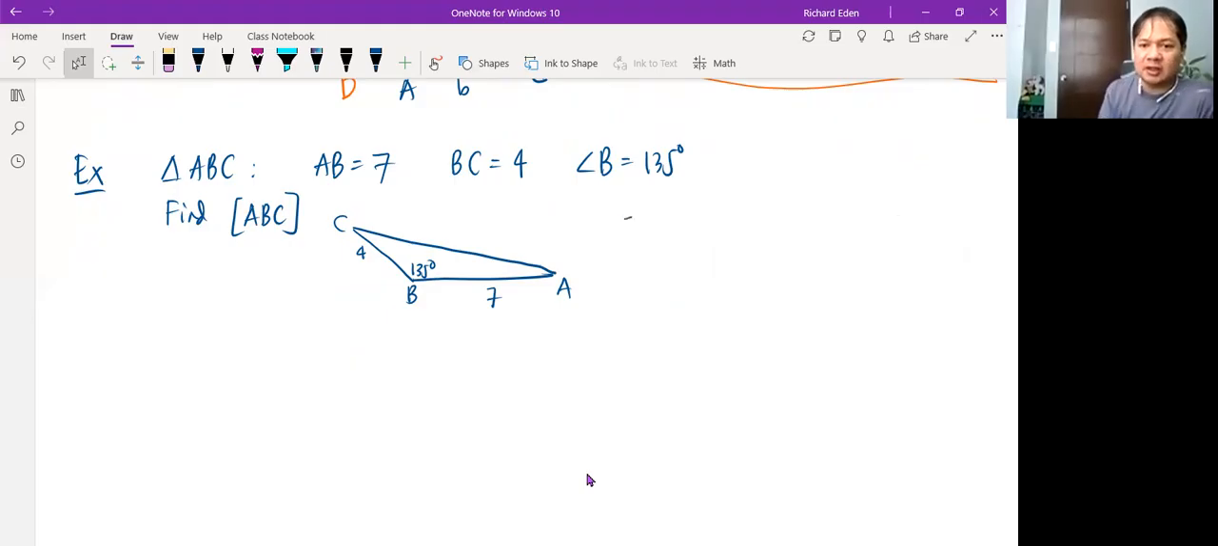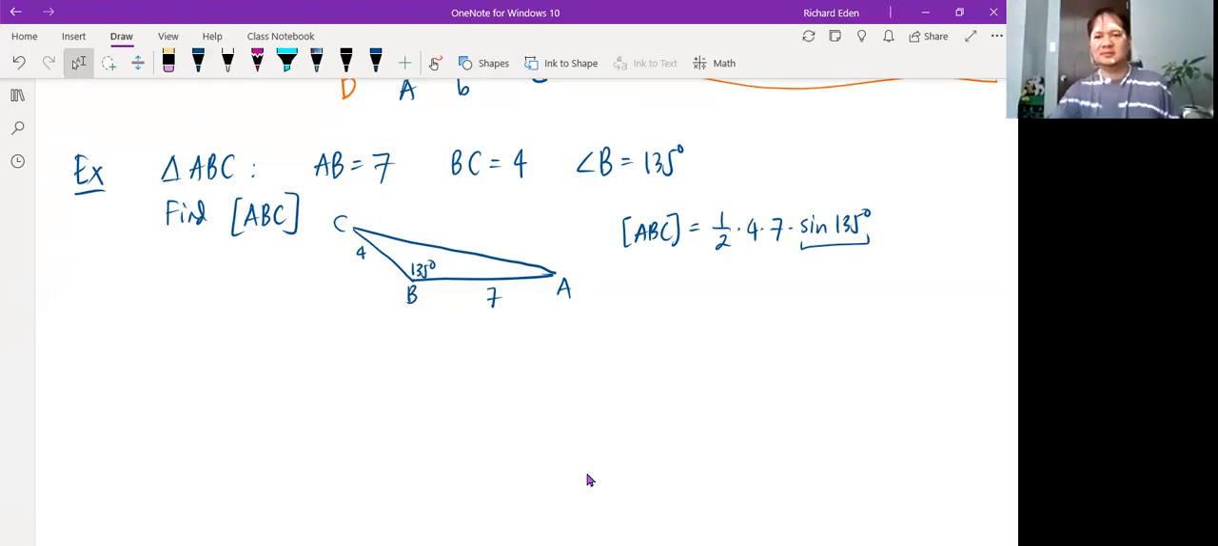We can use directly the formula for the area of triangle ABC, because 135 degrees is between 4 and 7, so this is merely half of 4 times 7 times the sine of 135 degrees. Joshua, tell me, what is the sine of 135 degrees? It's the sine of 45 degrees, which is square root of 2 over 2. So we end up with 7 square root of 2 as the exact area.